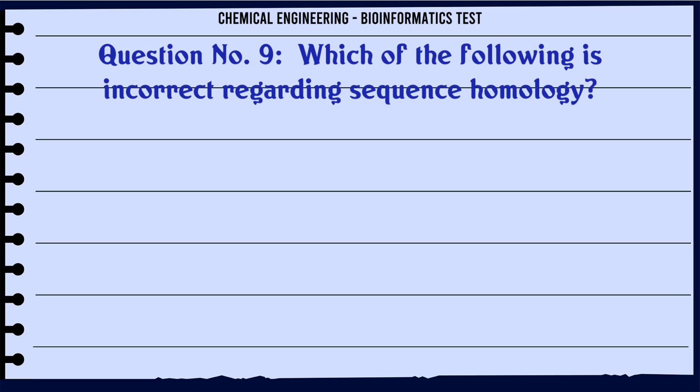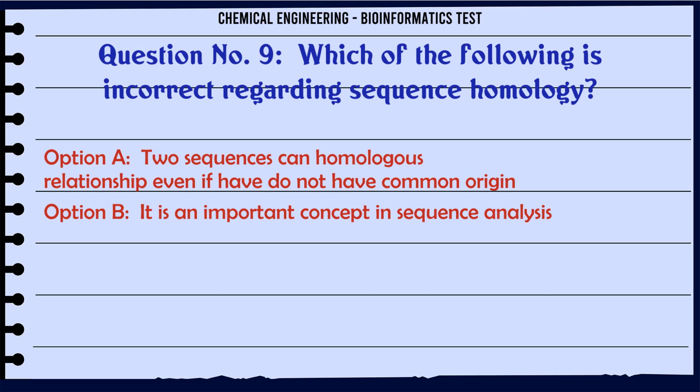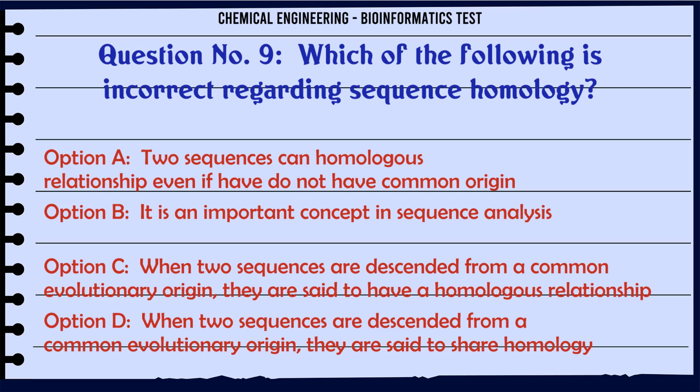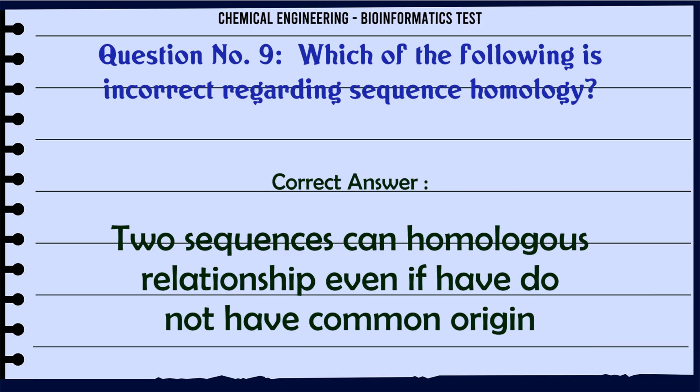Which of the following is incorrect regarding sequence homology? A. Two sequences can have a homologous relationship even if they do not have a common origin. B. It is an important concept in sequence analysis. C. When two sequences are descended from a common evolutionary origin, they are said to have a homologous relationship. D. When two sequences are descended from a common evolutionary origin, they are said to share homology. The correct answer is two sequences can have a homologous relationship even if they do not have a common origin.